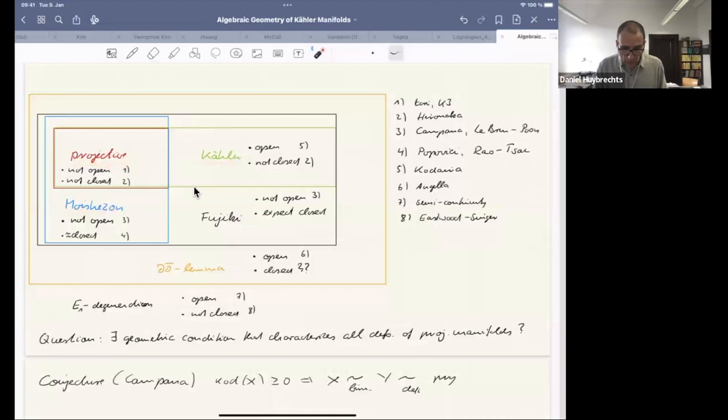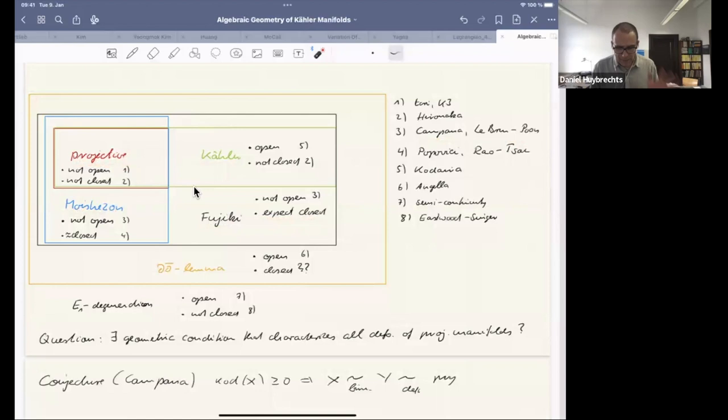And finally, the Fujiki condition is not an open condition. Again, this is Campana and LeBrun–Poon. And we expect this is closed. There are papers in this direction, but this has apparently not been completely settled. We expect Fujiki is closed.